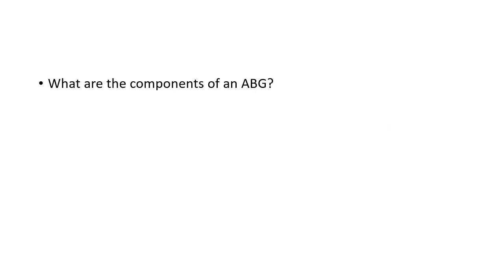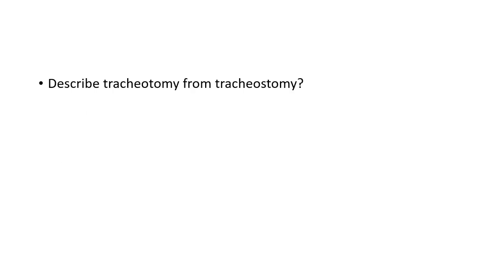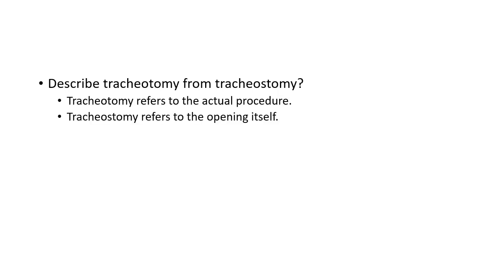What are the components of an ABG? The components of an ABG consist of pH, PaCO2, PaO2, HCO3, oxygen saturation, and base excess. Compare and contrast tracheotomy from tracheostomy. Tracheotomy refers to the actual procedure, so otomy, procedure. Tracheostomy refers to the opening itself.